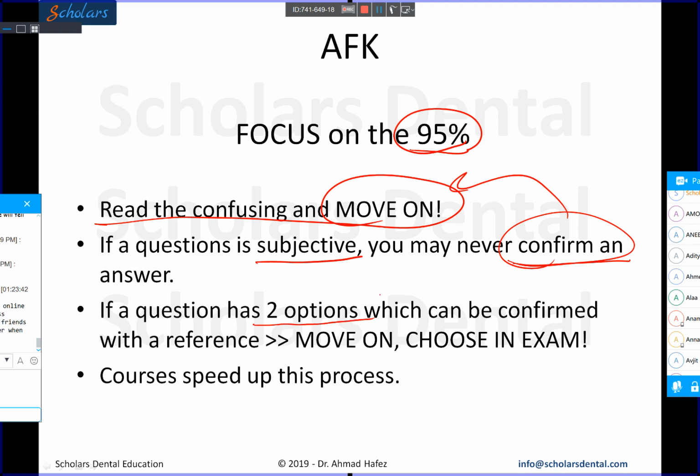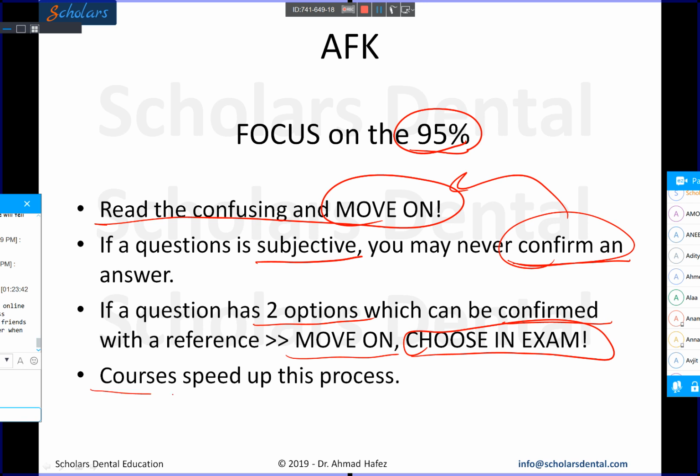Sometimes you might see questions that have two options which can be confirmed, like you can find evidence for two options. So in these questions, move on. Move on right now during the studying. Think about that. Okay, when it does come in the exam, I'll choose them. Don't worry. I'm not going to waste my time studying it.